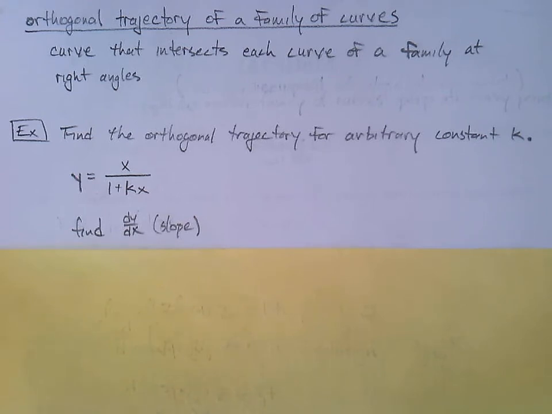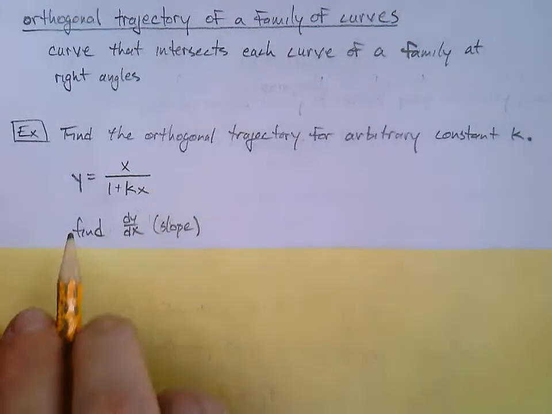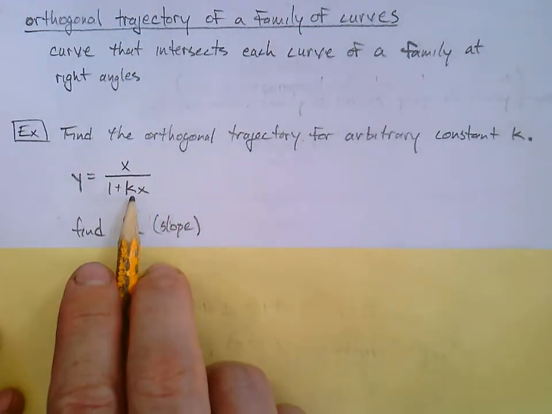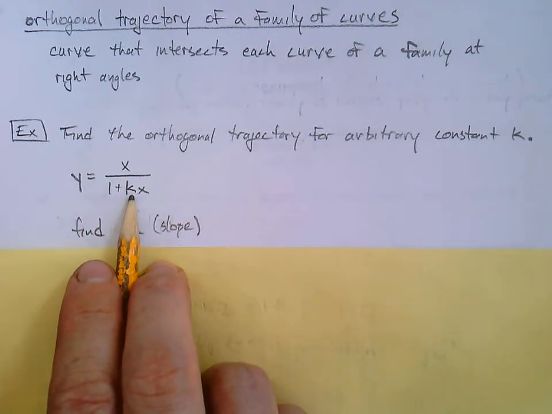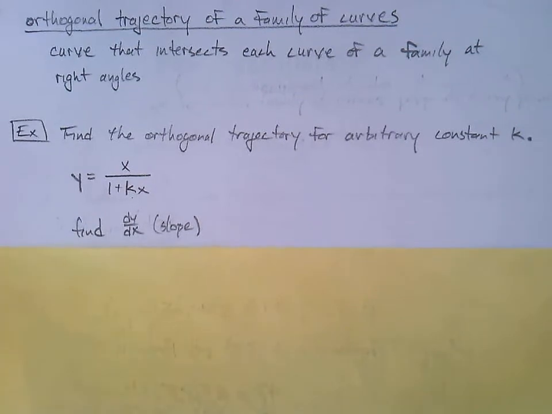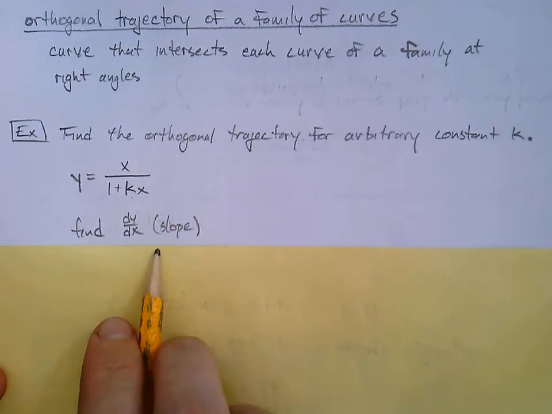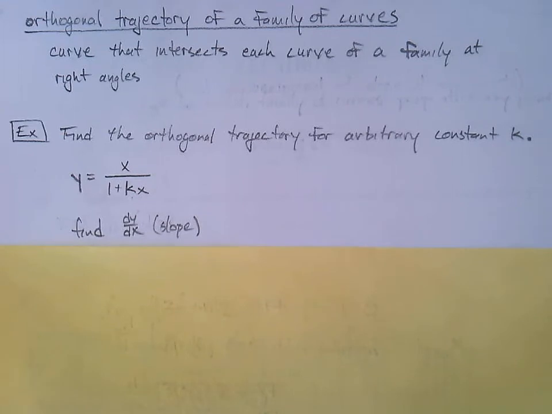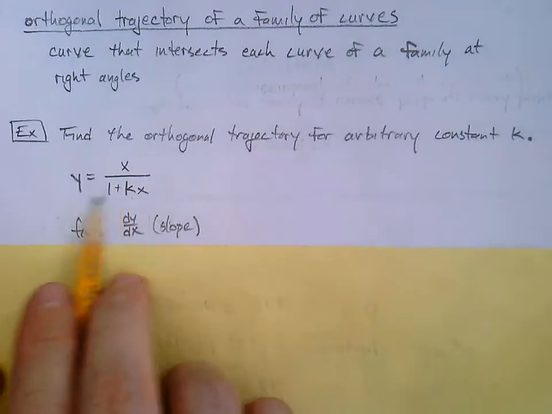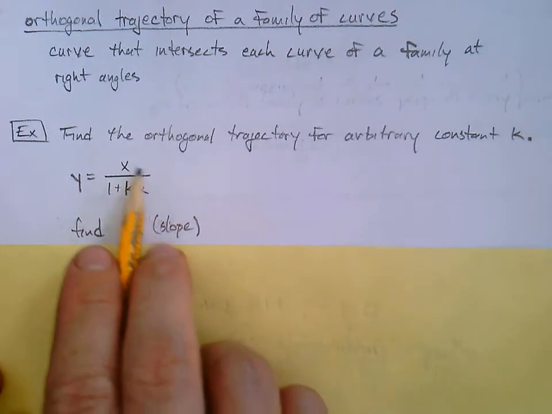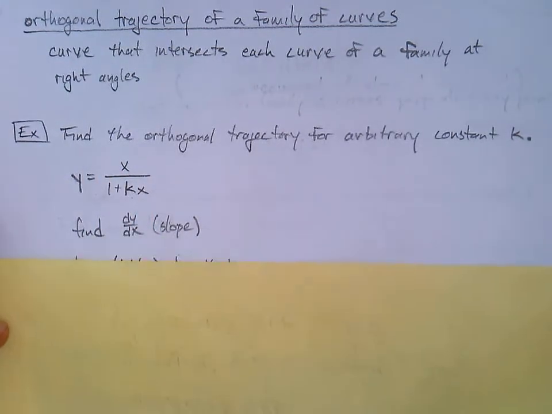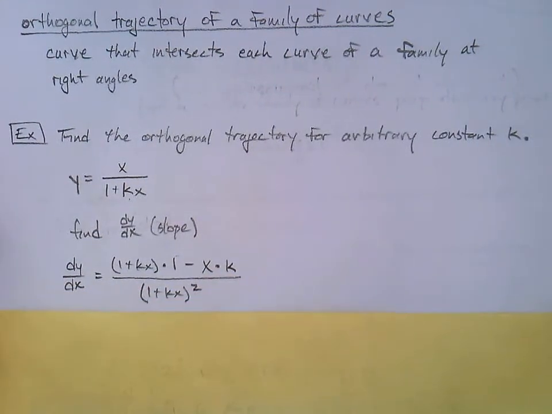Okay. So this is our family of curves, right? k is like an arbitrary constant. How is this connected to solving differential equations? We haven't seen that yet. Okay, it's coming though. There's our family. Let's find the slope associated with that family of curves.